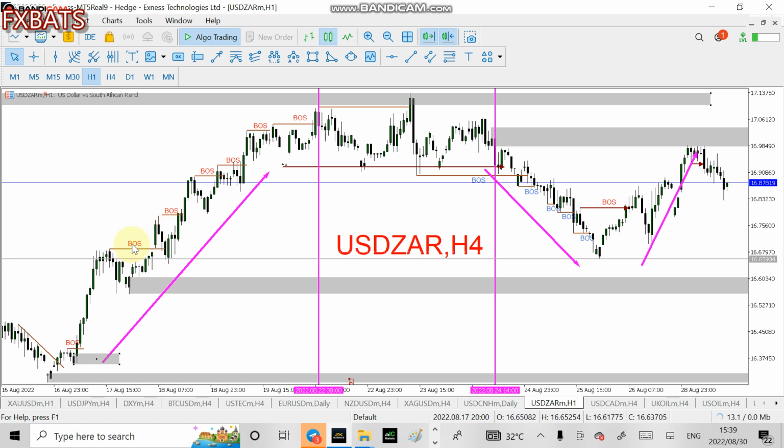Once it grabbed enough liquidity, we continue to see the break of structure to the upside. So this is the BOS. Here we're aiming at taking out the previous swing highs left behind. We're taking out liquidity on top of the previous swing highs and the higher highs. That's why you see on a bullish trend we keep on forming a series of higher highs and higher lows.